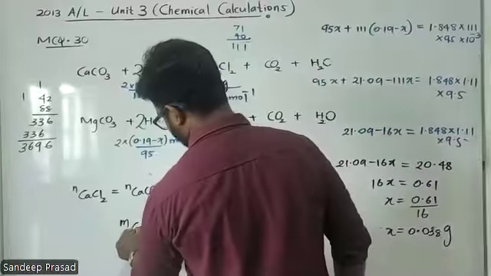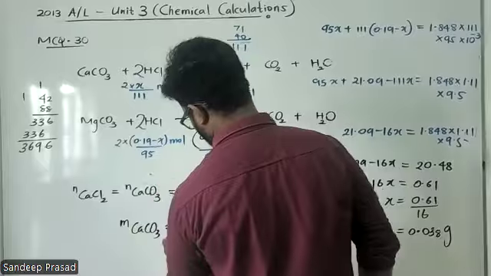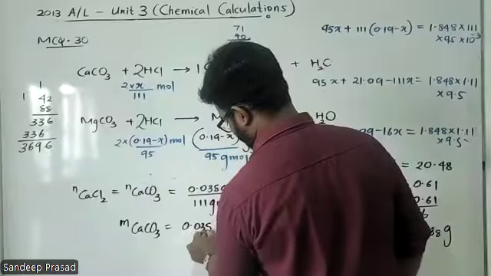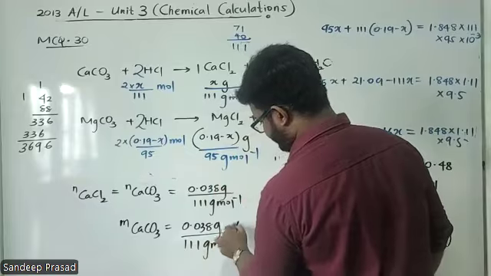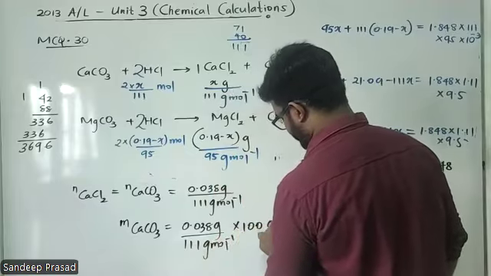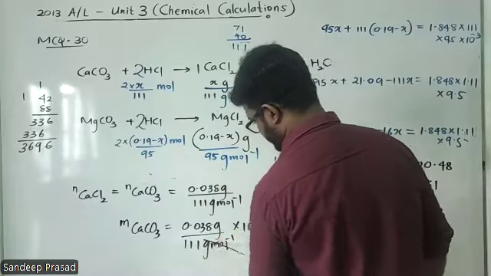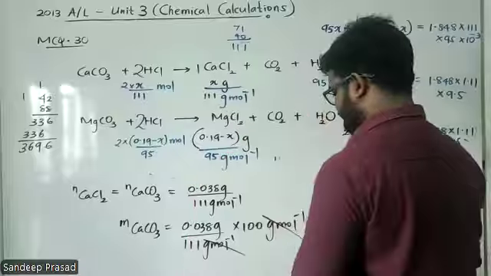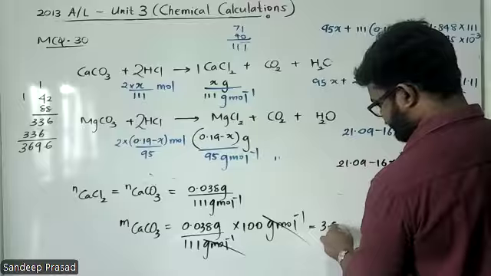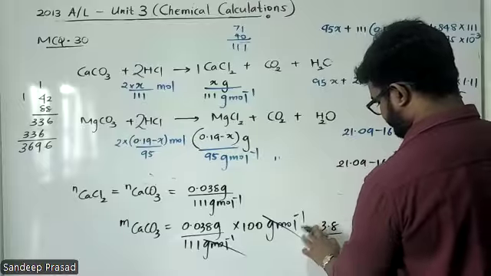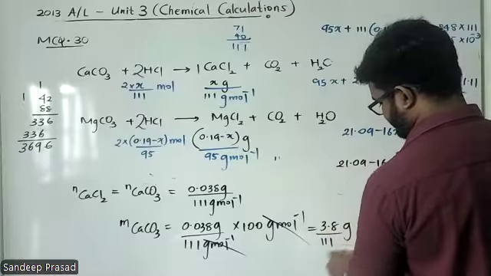Then the mass of calcium carbonate can be obtained by its molar mass, 0.038 grams, 100 grams per mole. Calcium carbonate molar mass is 100 grams per mole. Then we have the answer 3.8 divided by 111 grams.